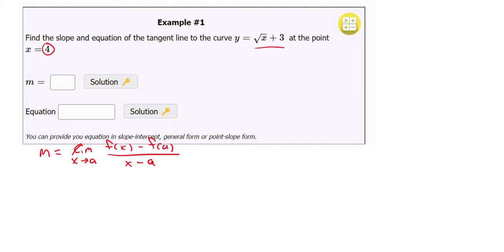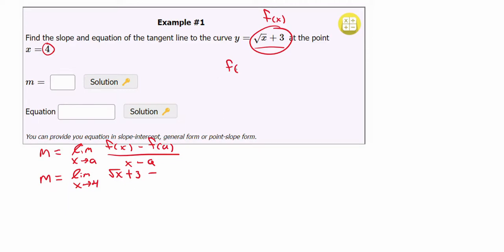So we can say m is equal to the limit as x approaches 4. So I know what that is. And then instead of f of x, this was our function, so I'm going to write that in too. This is going to be the square root of x plus 3. Okay, and now minus f of a. Well, I don't actually know f of a offhand, but we can do that.